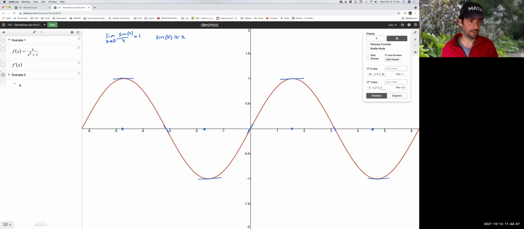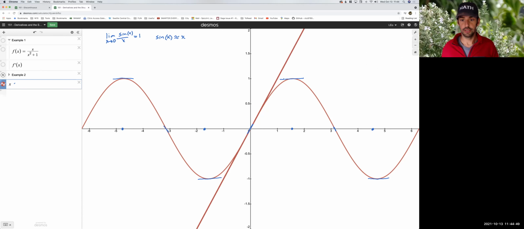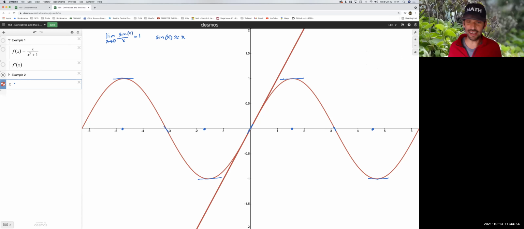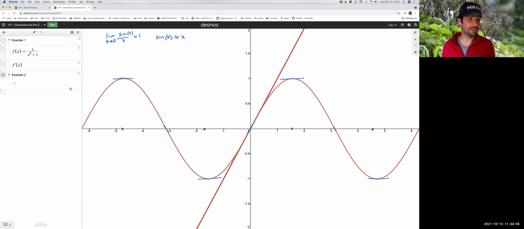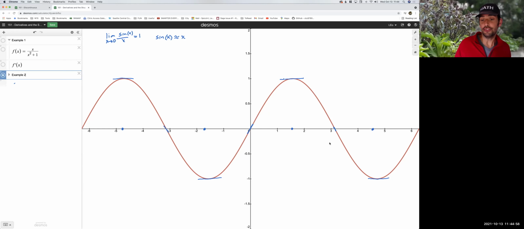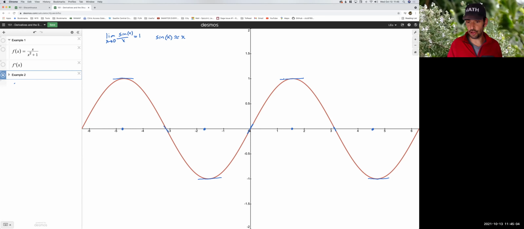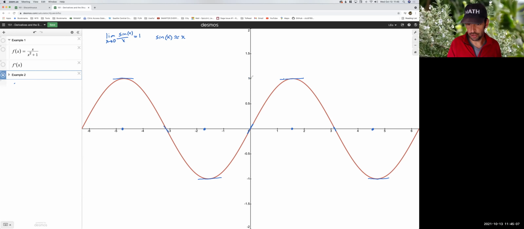Whoops, turn that off. Right, we see that they line up very close right there. That has a slope of 1. That looks pretty close to what our tangent line should be. So I'm going to guesstimate based on that information that the slope here is a positive 1.